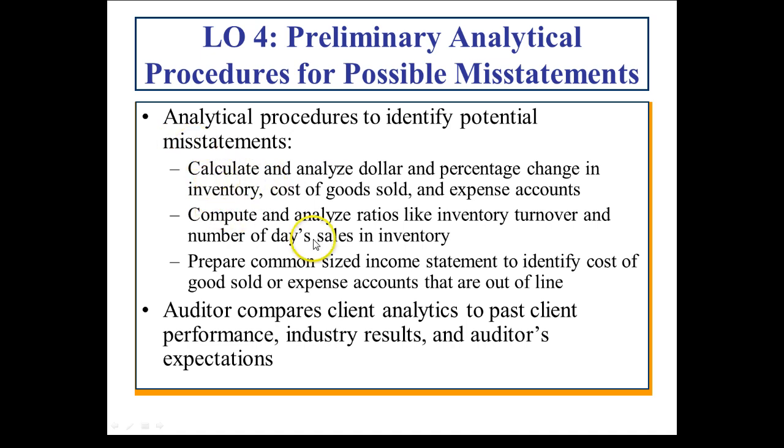So we did the same thing as we were working with BuiltRight, didn't we? And didn't we notice that the cost of goods sold, when we were kind of doing our ratios, went really down from one year, and then the next year it went really down? That's an analytical procedure just to see, generally from year to year, things should be consistent.